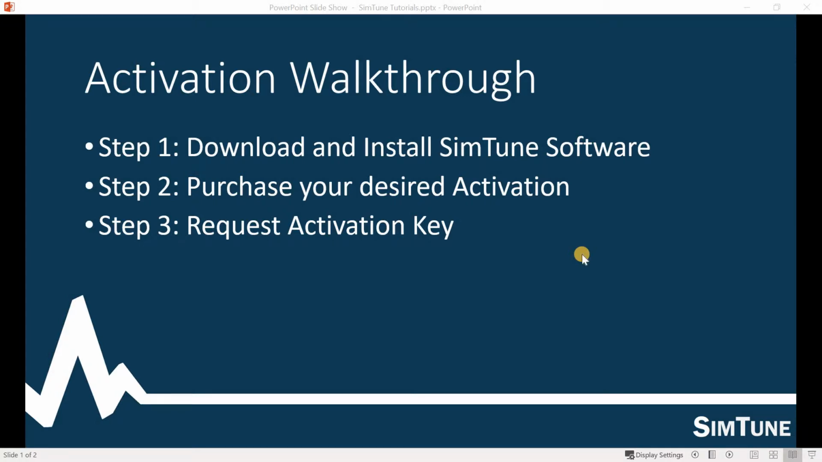Hey everyone, this is Garrett Lognauer, and this is a quick walkthrough on how to activate your copy of SimTune. If you don't have SimTune yet, that is the first step. You'll go to RSP Supply to download, and then you'll install the SimTune. After that, you purchase your activation from RSP Supply, and then just do a quick transaction through email to request your activation key. So I'm going to walk you through how to do those steps.